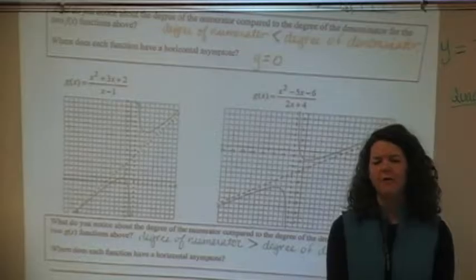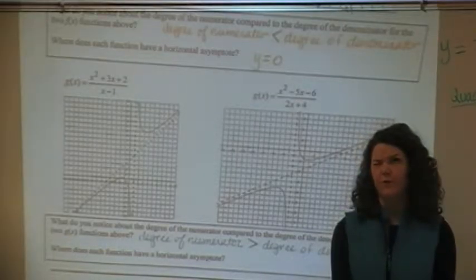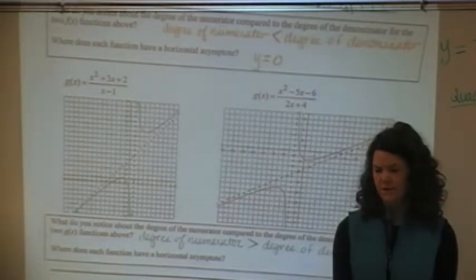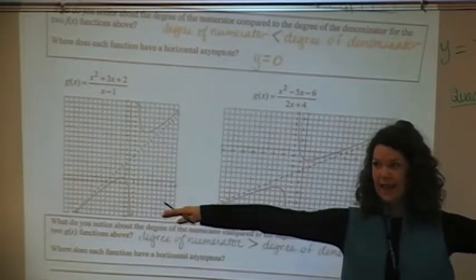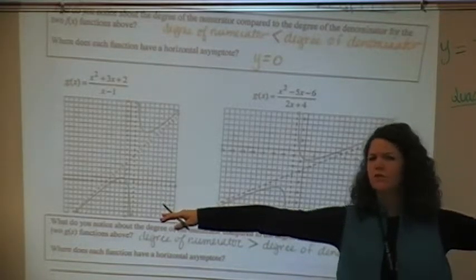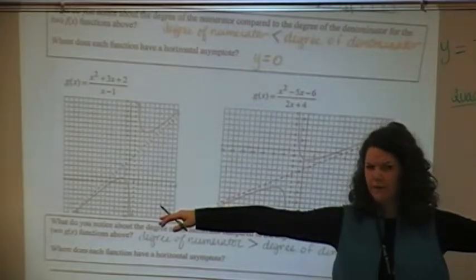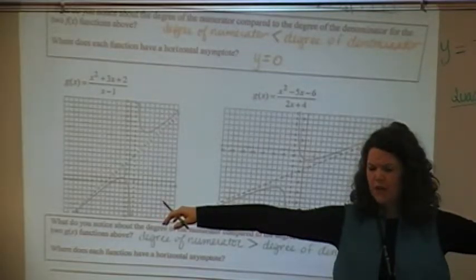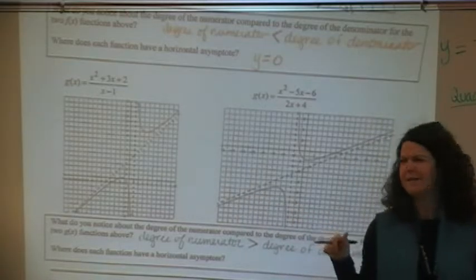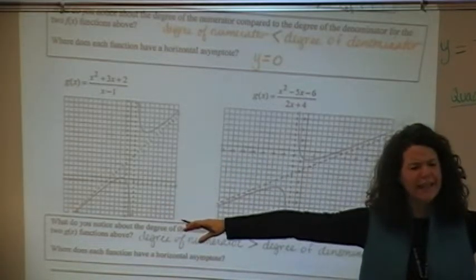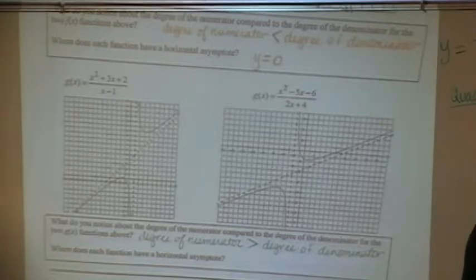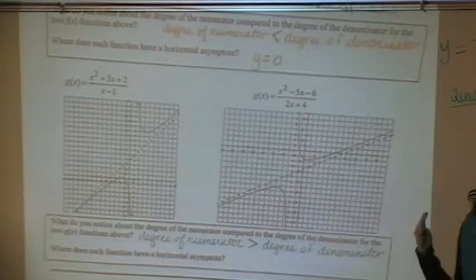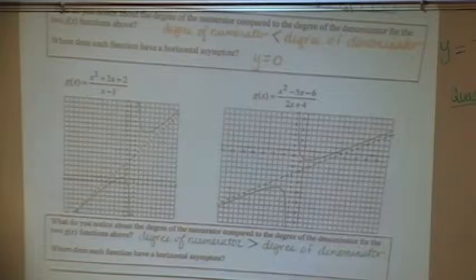Real quick, let's go back to third graders. What does horizontal look like? Asymptotes are shown on a graph with what kind of lines? Dotted lines. Does anybody see on these two graphs a dotted line like this? No. So where are the horizontal asymptotes? There aren't any. There are no horizontal asymptotes on these.